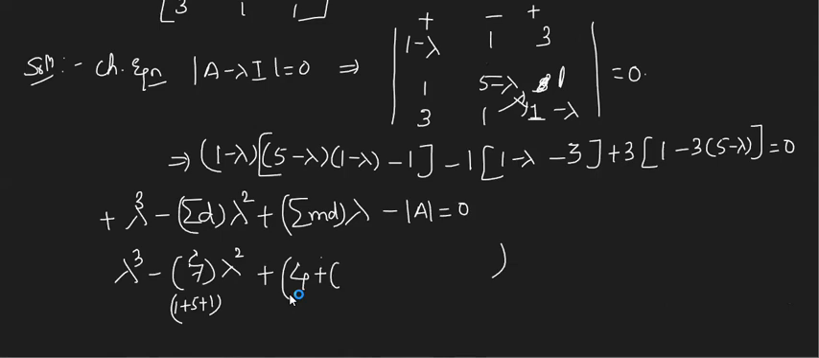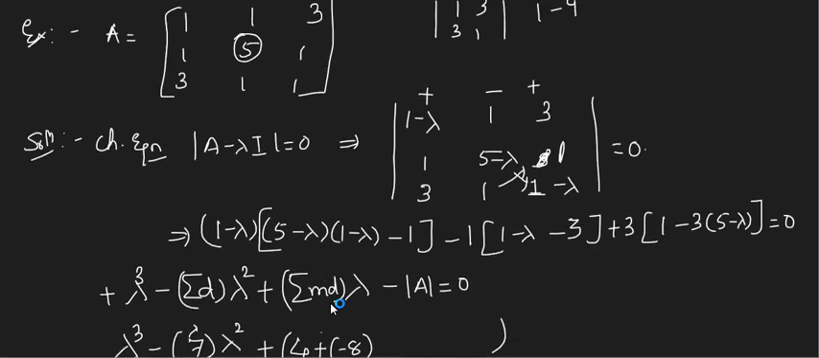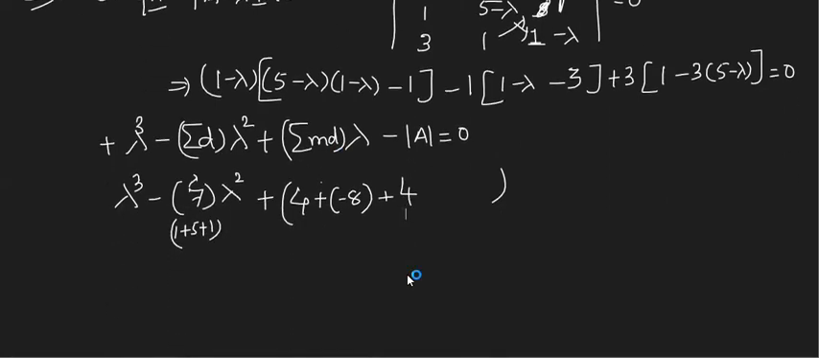Hope it is clear? What is the one more diagonal element? 1. So again, 1 lies in the third row and third column. Leave that and find the determinant of this. 5 minus 1, it is 4. Did you get now how to get the minors of the diagonal elements? This is clear? Into lambda.